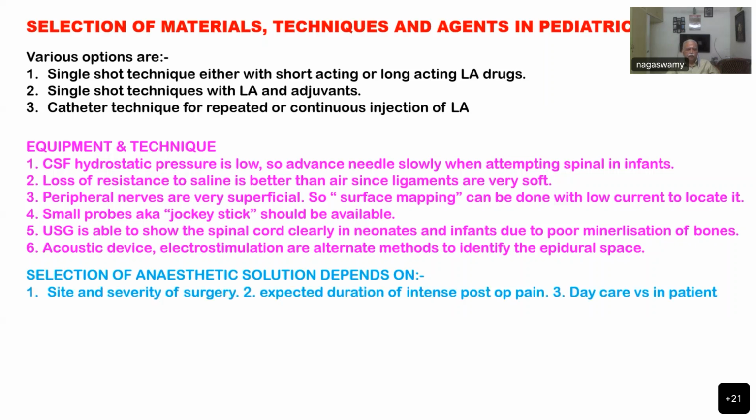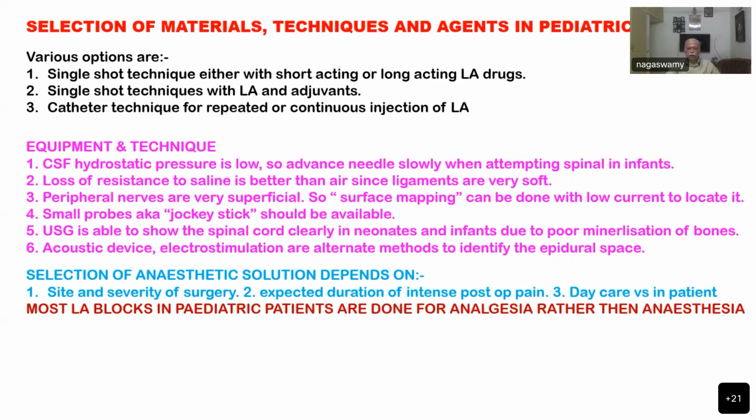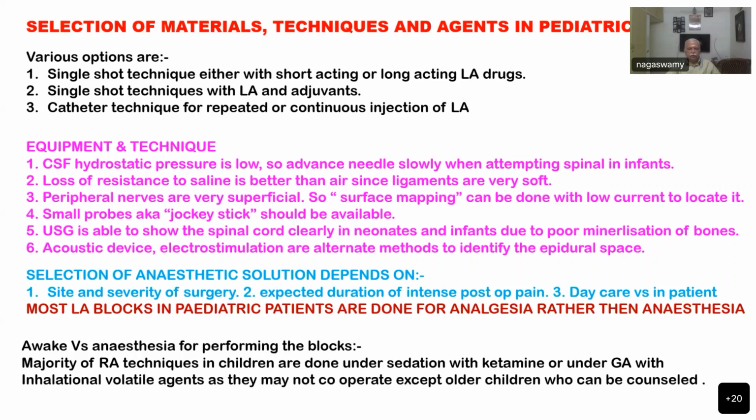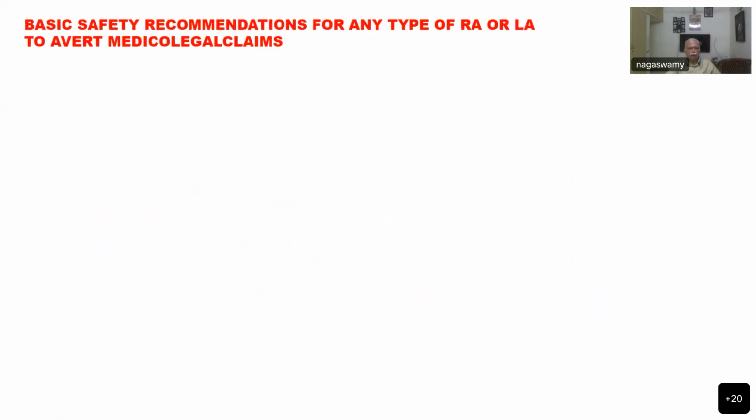Selection of anesthetic solution depends on the site and severity of surgery, expected duration of intense post-op pain, and daycare versus inpatient. Longer acting local anesthetics are better chosen only for patients who are getting discharged on the same day, so that they can have a little prolonged analgesia, but use a lower concentration without any motor blockade. In inpatients, you can go for a continuous technique or adjuvant technique. Most LA blocks in pediatric patients are done for analgesia rather than as a sole anesthetic. So we have to decide whether to perform the block awake, under sedation, with ketamine, or under inhalation anesthetic agent. Inhalation anesthetic agent may be used because older children may not cooperate, so they have to be counselled.